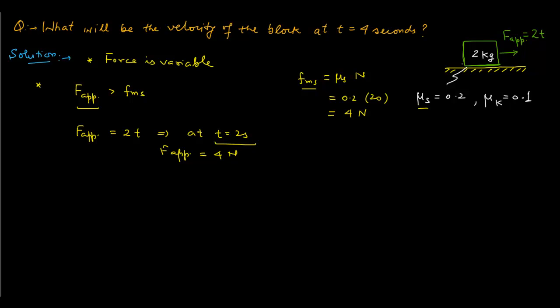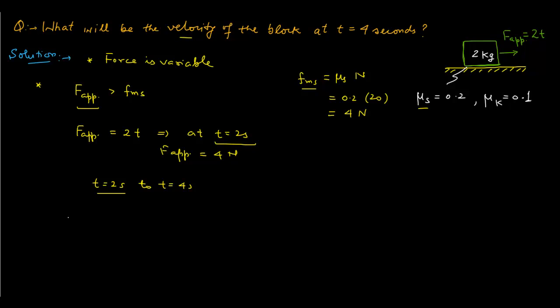So the body or this box will come into motion, and our idea of velocity here will work only in between the time t equal to 2 seconds to t equal to 4 seconds. Before t equal to 2 seconds, the block will not move. Clear? So this is the most important thing in this question which you have to consider.